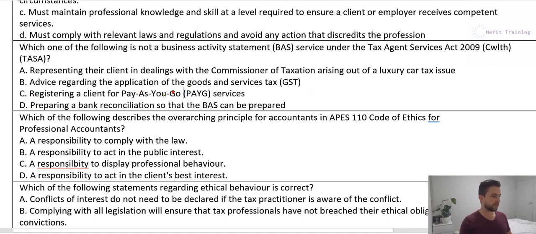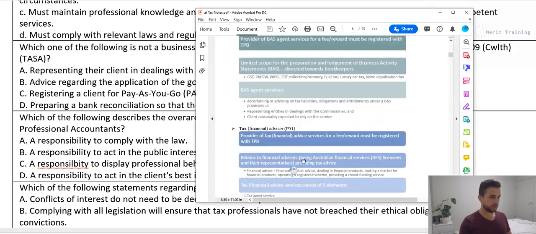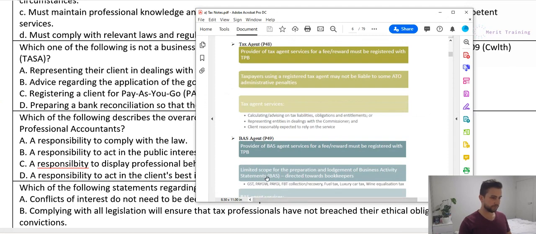C is registering a client for pay-as-you-go services, so you need to be a tax agent to do that. That's part of your BAS lodgement services, registering for PAYG, including the withholding of PAYG down here. So this includes the preparation, lodgement, signing up and registration, etc.